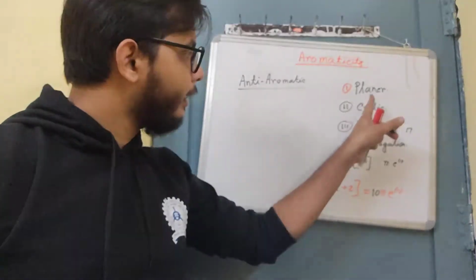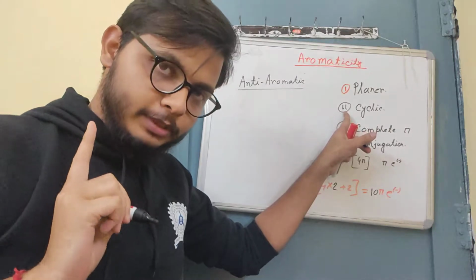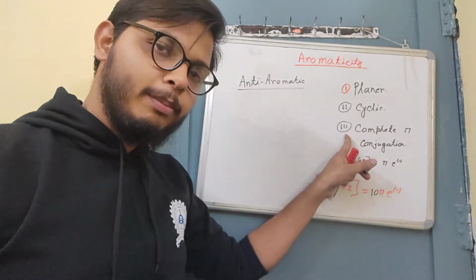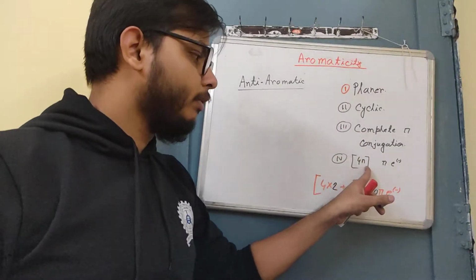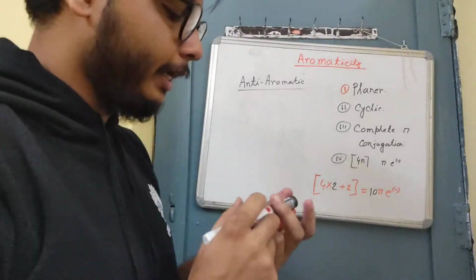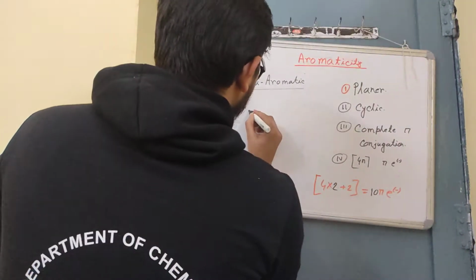The molecule must be planar. The molecule must be cyclic. It must have complete pi conjugation, and there should be 4n pi electrons. Take an example.